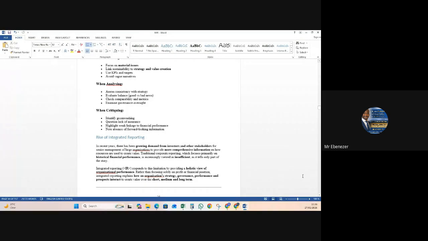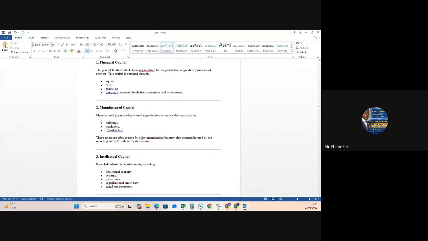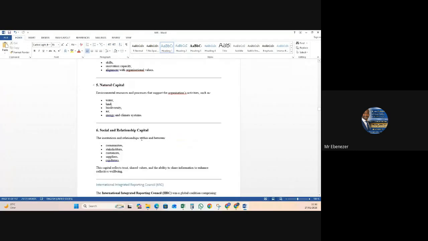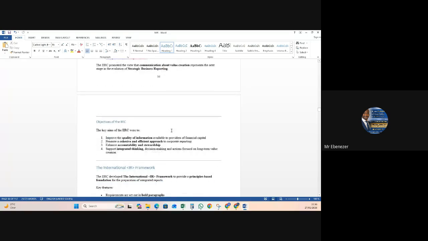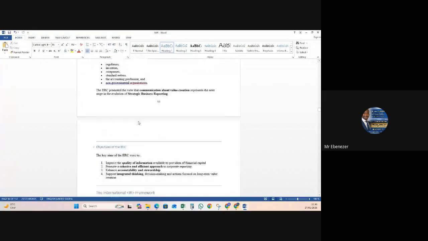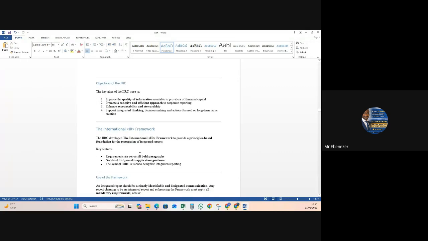Now, I've talked about the rise of integrated reporting. I've talked about the financial capital and all these capitals. Then the International Integrated Reporting Council, I've talked about it as well. The objective of the International Integrated Reporting Council is to improve the quality of information, to promote a cohesive and efficient approach, to enhance accountability and stewardship, and also to support integrated thinking. I think I've discussed some of these earlier.